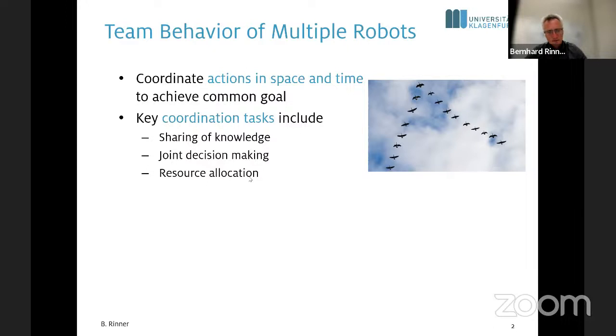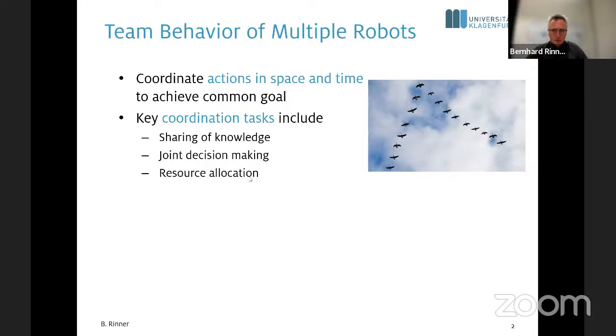And the third task, which is also somewhat related to decision-making and knowledge sharing, is resource allocation. Because in some systems we may have resources available that we can allocate to different robotic entities, so that these entities can perform their specific tasks. And when we talk about coordination, this resource allocation is the third entity.